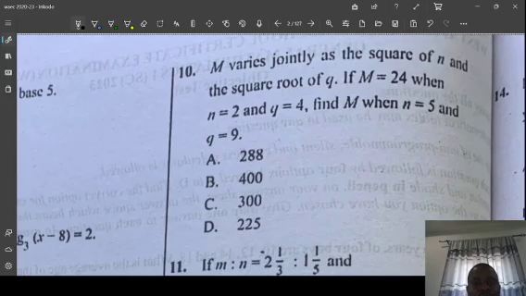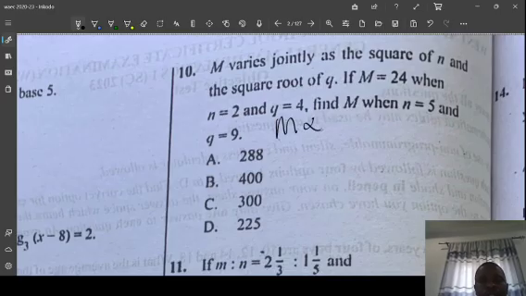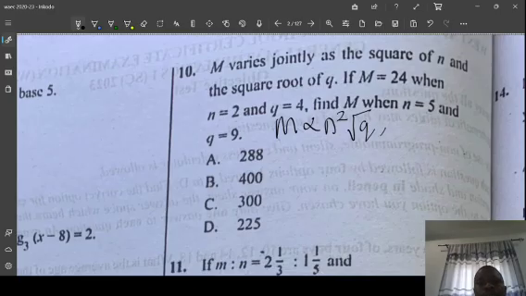Welcome to question 10 of this WAEC past questions. m varies jointly as the square of n and the square root of q. All right. So this is a question on joint proportion. If I'm going to write that in mathematical terms, it means m varies jointly as the square of n, which is n squared, and the square root of q. All right. So this is it in mathematical form, which therefore means that when I introduce my constant k, m is equal to k n squared square root of q.